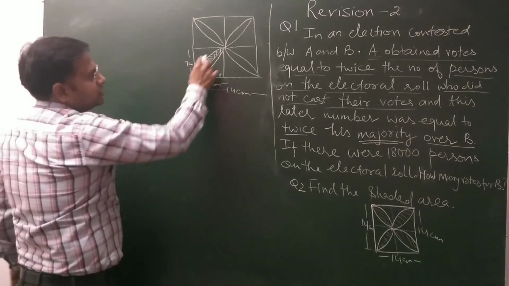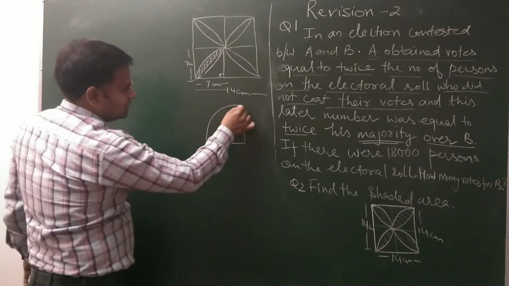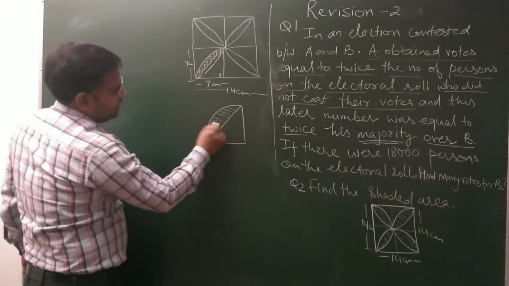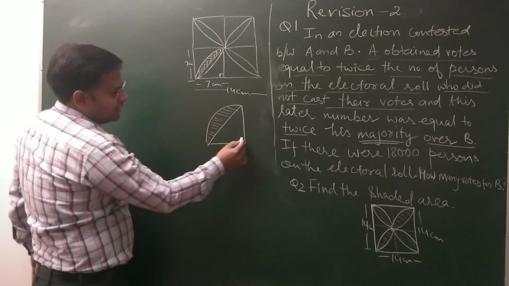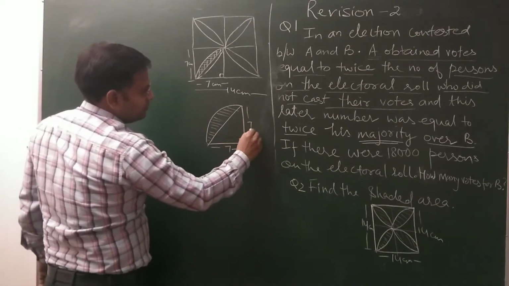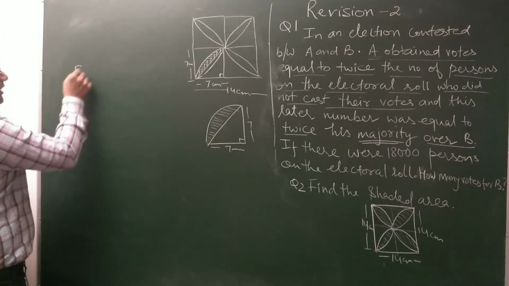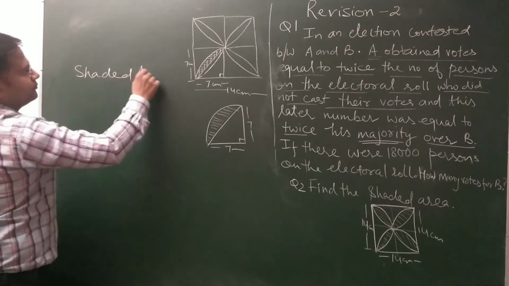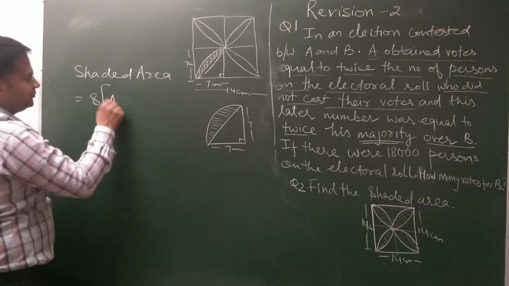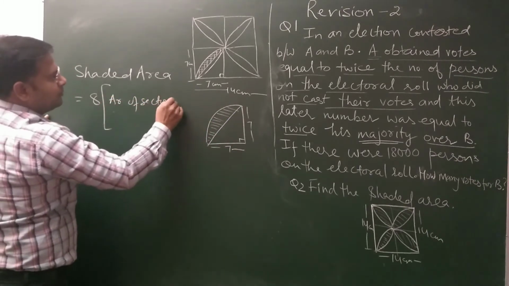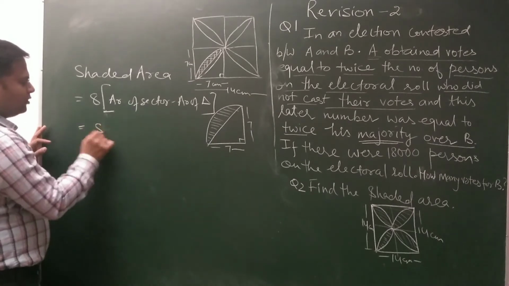So this area is actually a segment. You can see this half leaf is half the area of the leaf. This is 7 centimeter, this is also 7 centimeter. So this area can be found directly. We can write this shaded area is equal to 8 times the area of the sector minus the area of the triangle.